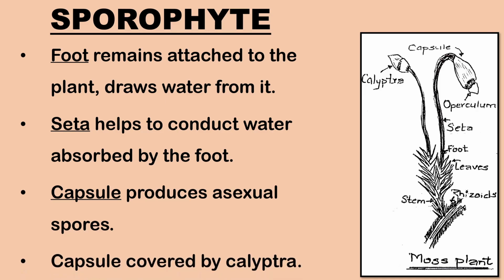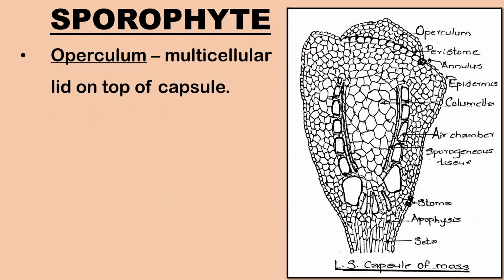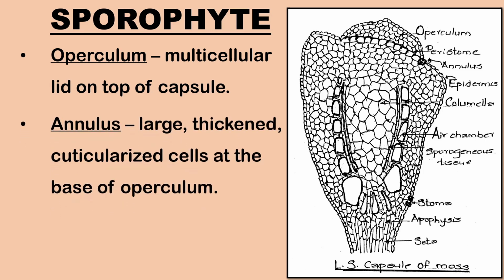The capsule is covered by a cap called calyptra, which is blown off by wind. Calyptra are the remnants of the archegonial wall. The multicellular capsule has several parts. Operculum, it is a multicellular lid on top of the capsule. Annulus, a row of large thickened cells at the base of the operculum.